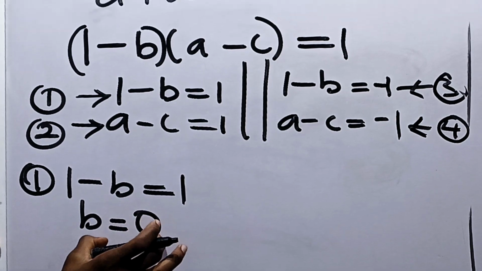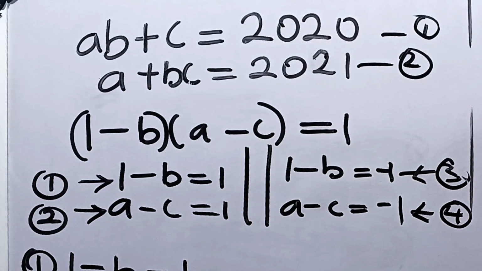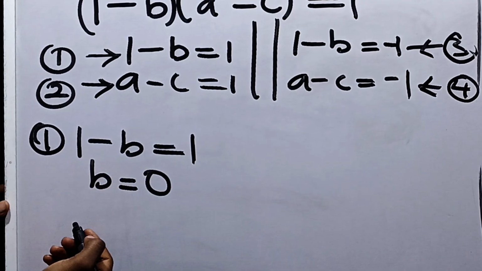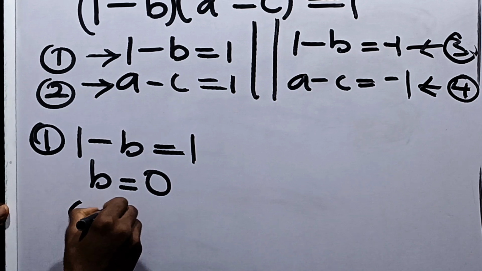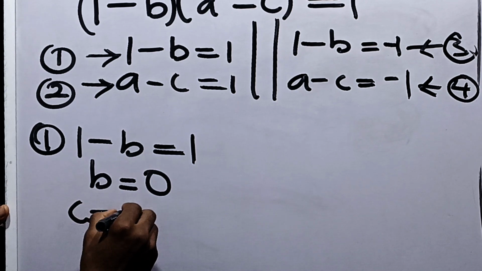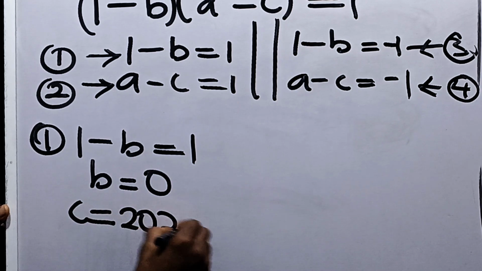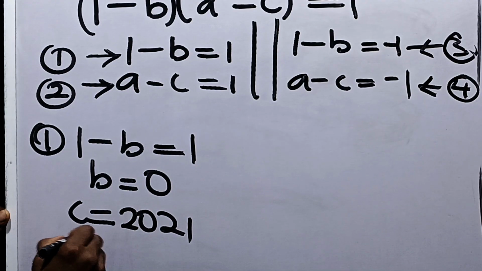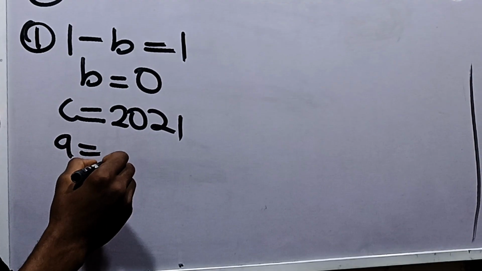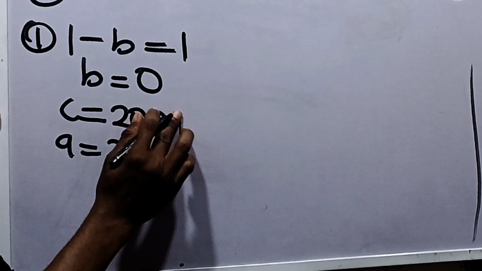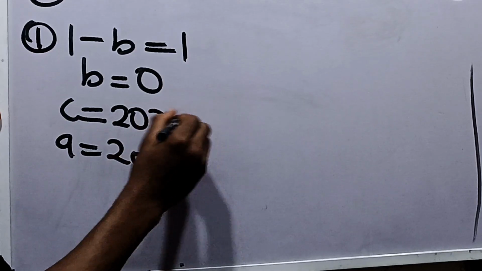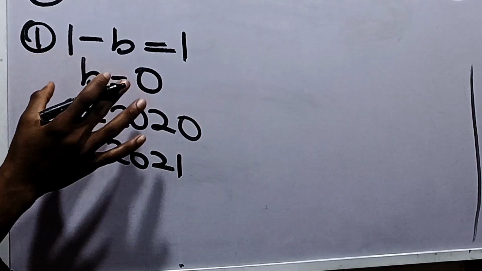Since B is equal to 0 in equation 1, for example, what's A? We have that C will automatically be equal to 2020, and then A will automatically be equal to 2021. Okay, but B is equal to 0, so this is 2020, sorry. This is when B is equal to 0.